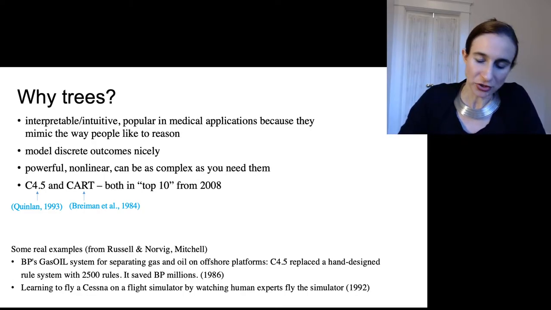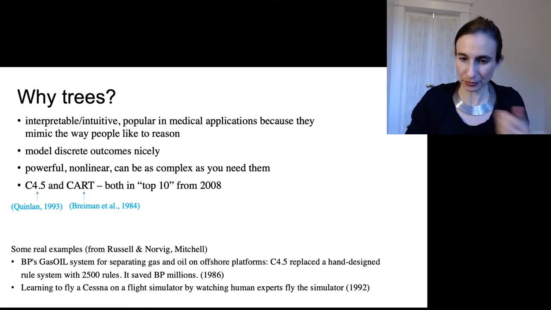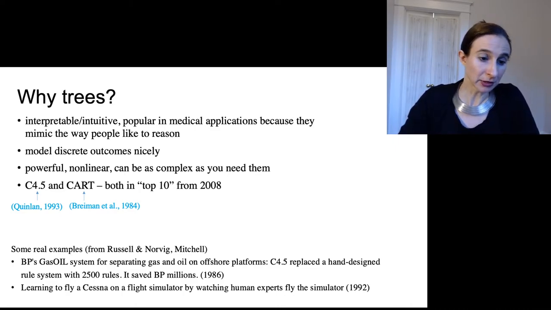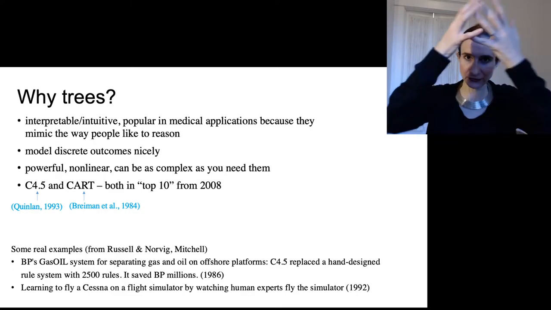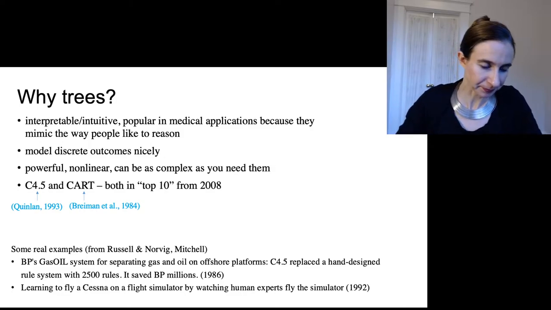It also models discrete outcomes nicely because each leaf is a prediction. So you can make different predictions in different leaves for different discrete outcomes. Also, these models are powerful, they're nonlinear, and they can be as complex as you need them to be, although if they're very big, then they're not going to be that interpretable.